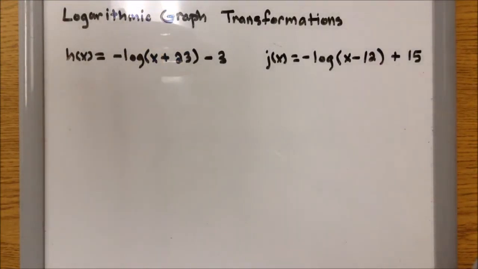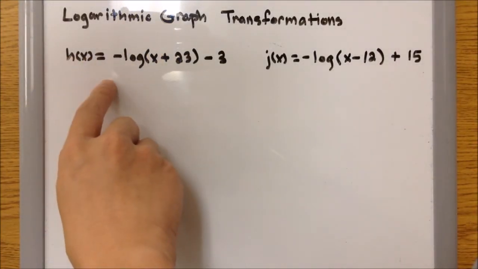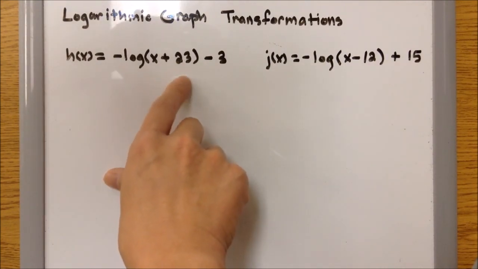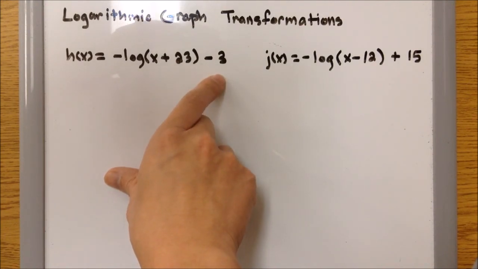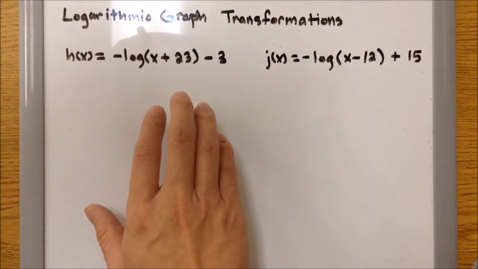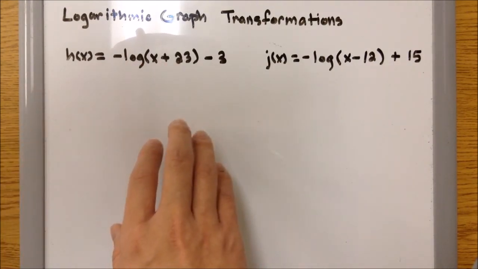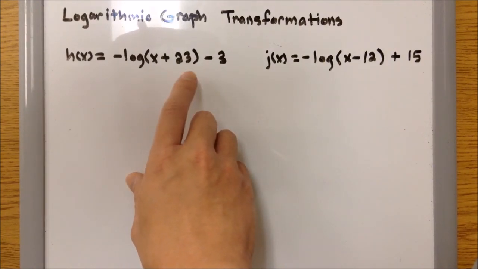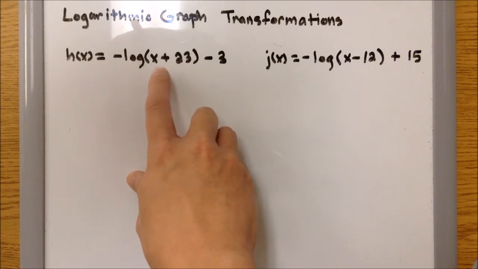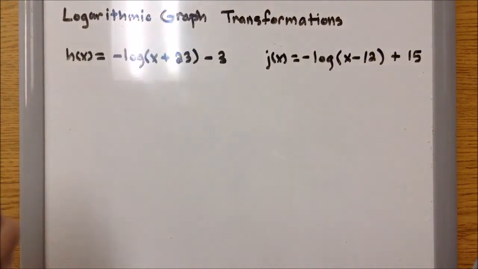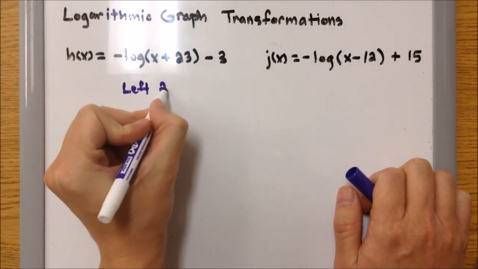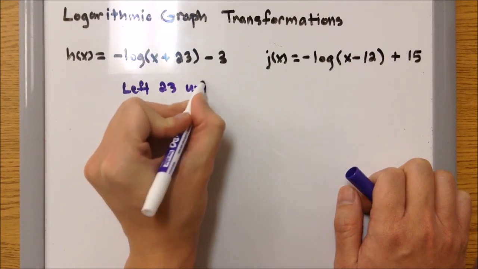In example 3, we have h of x equals the negative of log of x plus 23 minus 3. In this example, we actually have a negative in front of log. But let's do the same steps as we did in example 1 and example 2. We're going to focus on the number inside the parenthesis with the x. So x plus 23 means it's going to go left 23 units.